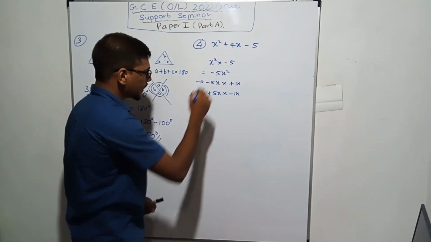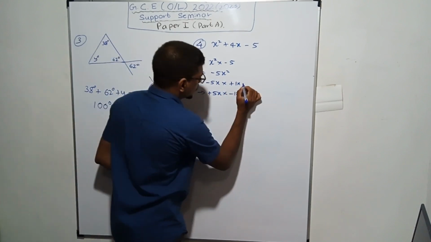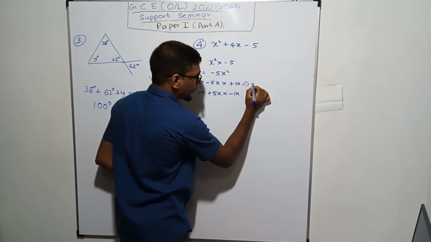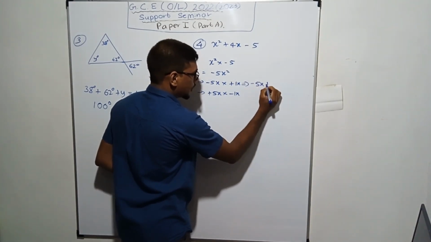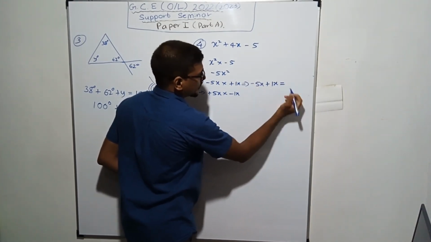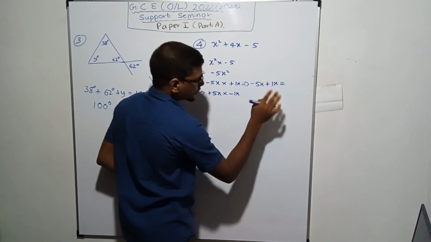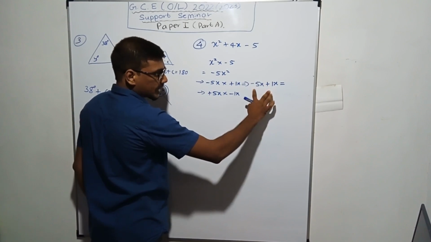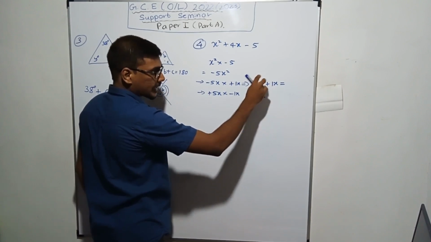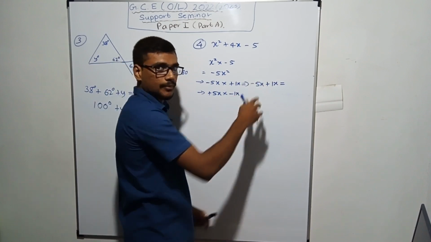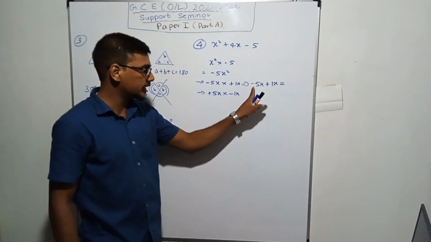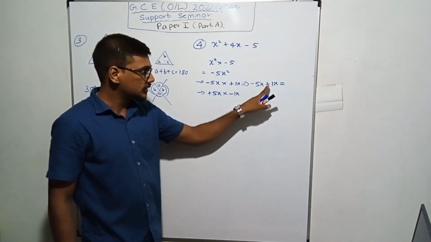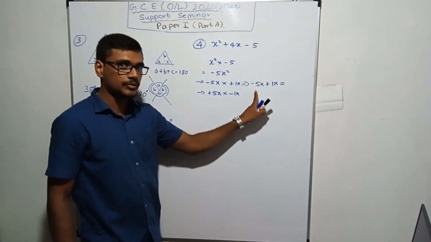After that, you have to take the sum of these and check what happens when you add these two terms. So minus 5x plus 1x, what will be the result? Minus 5 plus 1. When you are adding, you have to check the signs. If the signs are different, you have to subtract the smaller number from the larger number. Here, minus and plus, the signs are different.